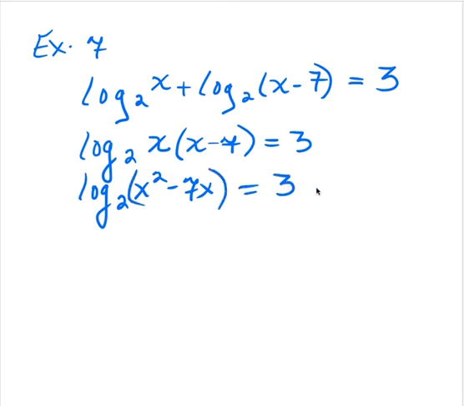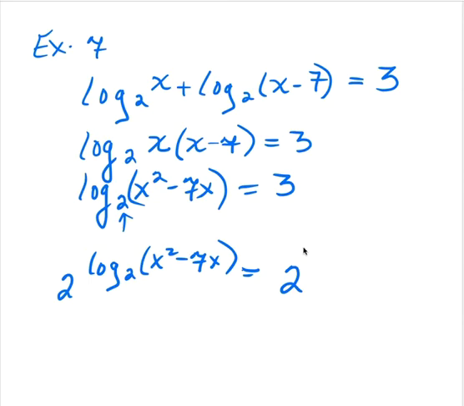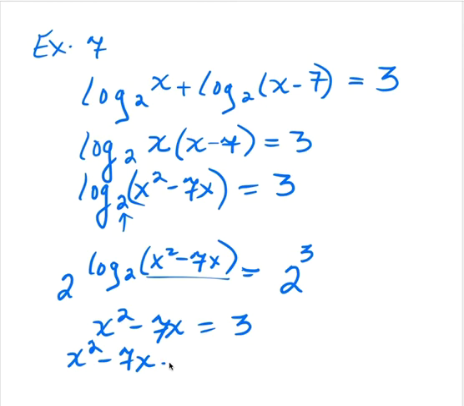Now that you have everything nice and condensed, you can exponentiate. So what's your base going to be? It's going to be the base of this logarithm, so base 2. So it's 2 to the log base 2 of this whole thing equals 2 for your base, and then 3 is the exponent here. So what do you get? You get x squared minus 7x equals 3. And now you have x squared minus 7x minus 3 equals 0.